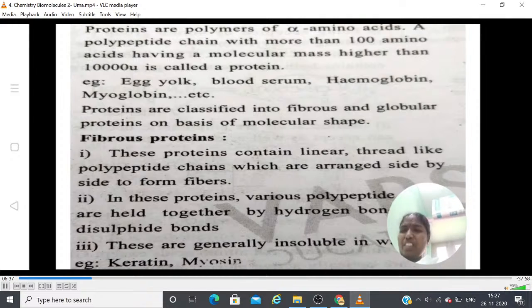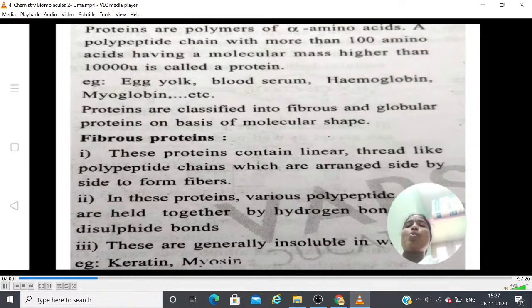Okay, what are the examples of the protein? Egg yolk, blood serum, hemoglobin, myoglobin are the examples of the proteins. Okay, next, classification of proteins. Proteins are classified into 2 types. They are fibrous proteins and globular proteins. One is fibrous protein and the second one is globular protein.